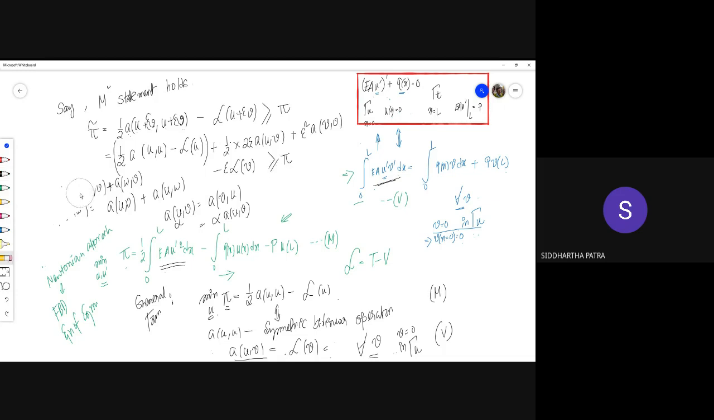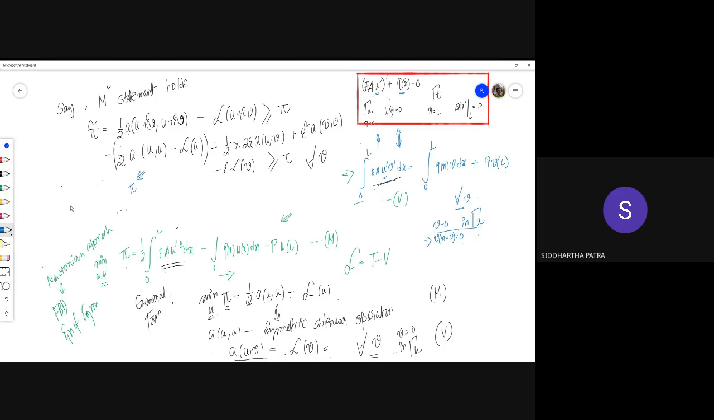Now, this is true for any arbitrary v, because if a u u minus l u is the minimum value, so no matter what v do I take and what epsilon do I take, this should be true, that this should be greater than pi. Now, of which this part is simply pi.